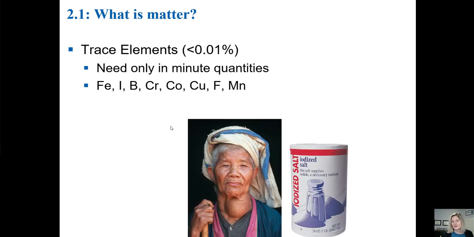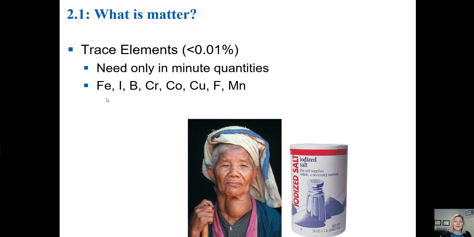And that is just basically elements that we just need in very, very minute quantities. So we still need them. They're essential to life, but we just don't need very much of it. So, if you're any chemistry majors, or if you've taken chemistry classes, you might recognize some of these elements. But, if you're not, don't worry, you don't need to memorize them.